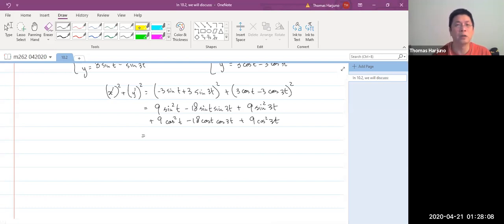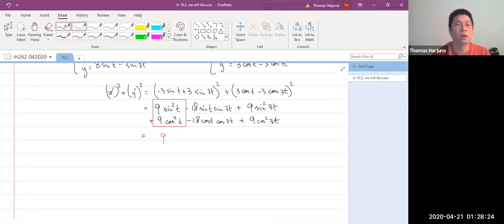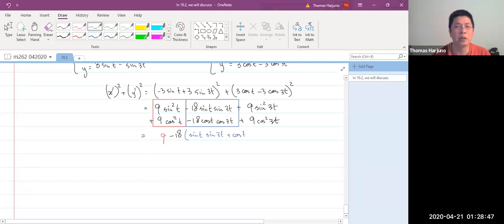Okay, now you see that the first term adds up to what? To 9. And then minus, let me factor the negative 18 from the second terms. Inside the parentheses, I will get sine t sine 3t plus cosine t cosine 3t. Is that okay? And then for the last term, I add them up, I get what? That's another 9.